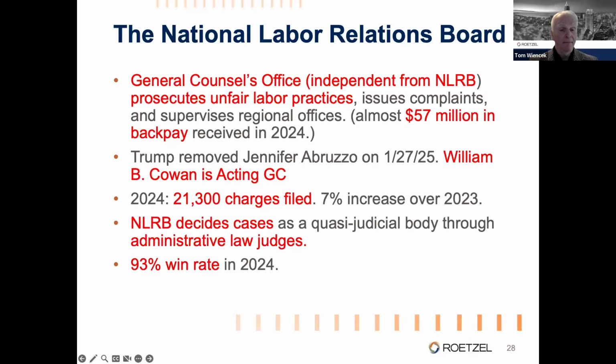But there's been a lot of activity. 21,300 charges were filed in 2024. That's a 7% increase over 2023. And it's the NLRB who decides these cases in a quasi-judicial body through administrative law judges. And they have a 93% win rate in 2024. So you're really fighting an uphill battle with these unfair labor practices. And it's not that these judges are all that good. It's just that they're all one big happy government family. So you're always going to have the field a little bit tilted against you when you go up in these unfair labor practices.